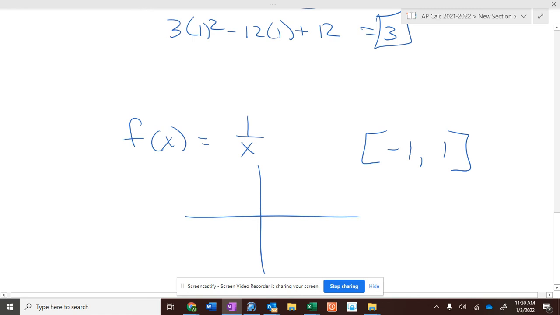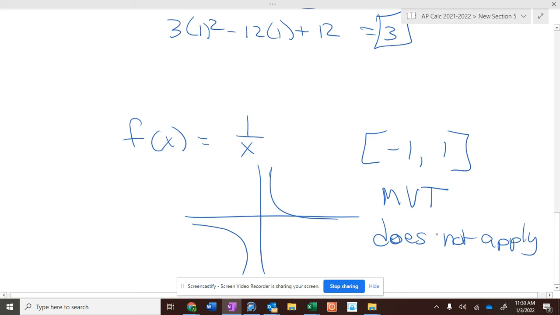Yeah, it looks like that, right? You should know that. That's something calculus students should just know, what this one looks like. So what is the problem with this with the mean value theorem? It's not continuous. So the mean value theorem does not apply to this. Okay, mean value theorem does not apply to this.